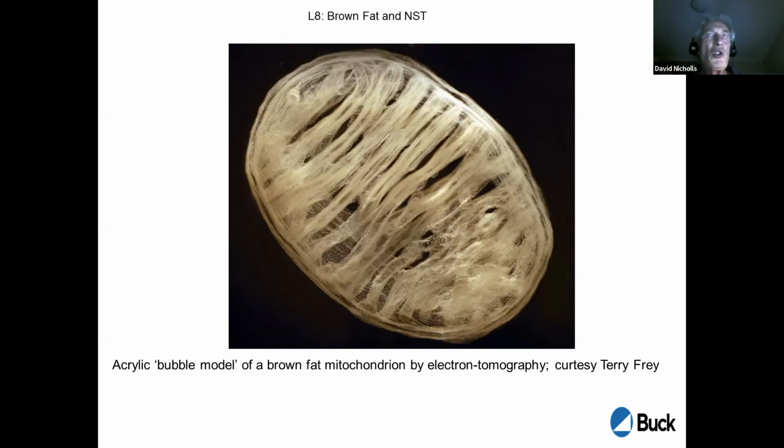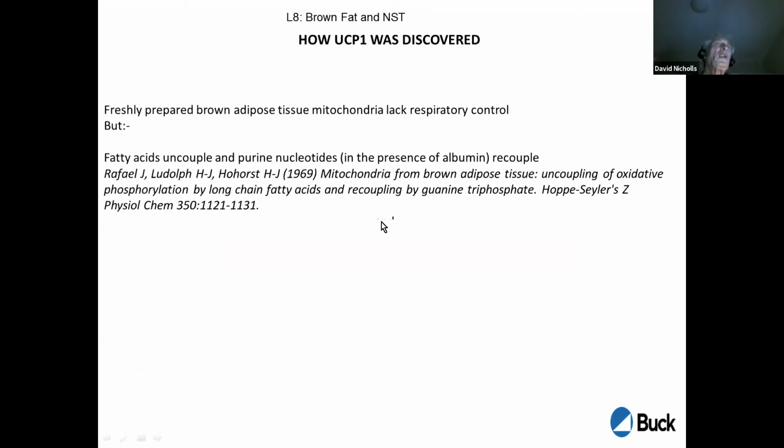So brown adipose tissue looks extremely active just looking at it, because it obviously has a lot of electron transport components. So if we go back, gosh, doing my maths, 50 years, half a century, to the earliest studies on mitochondria from brown adipose tissue, and the earliest attempts to prepare brown fat mitochondria and to treat them as being similar to liver mitochondria, with classic respiratory control, they all failed. The mitochondria were uncoupled. They showed no respiratory control.